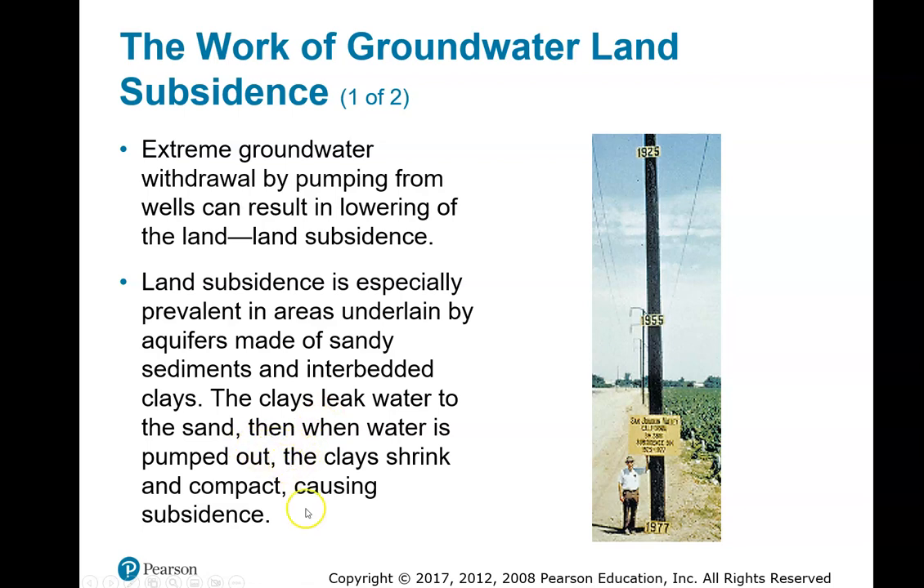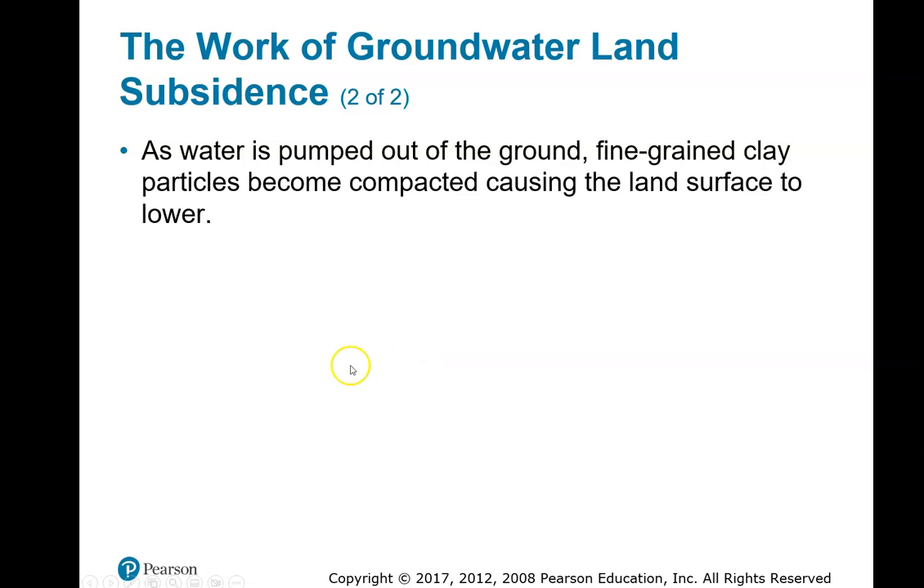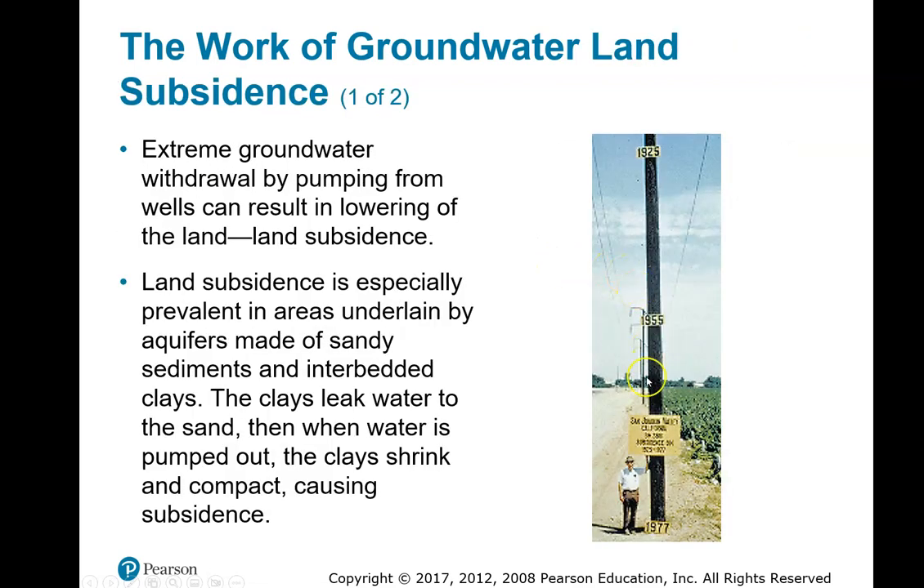So basically, when you pump it out, it causes the land to sink and shrivel. And of course, that's not a good thing if you want to continue to use the land. As the water is pumped out of the ground, the fine grains of clay particles become compacted and cause the land surface to lower. That's what this picture is showing: where the land was in 1925 and 1955. It used to be way up here, and now it's down to right here in 1977.